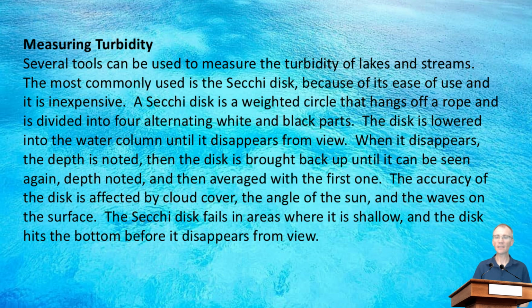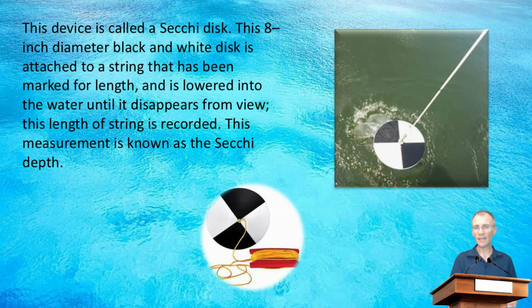Then the disc is brought back up until it can be seen again. Depth noted, and then averaged with the first one. The accuracy of the disc is affected by cloud cover, the angle of the sun, and waves on the surface. The Secchi disc fails in areas where it is shallow, and the disc hits the bottom before it disappears from view. This device is called the Secchi disc.